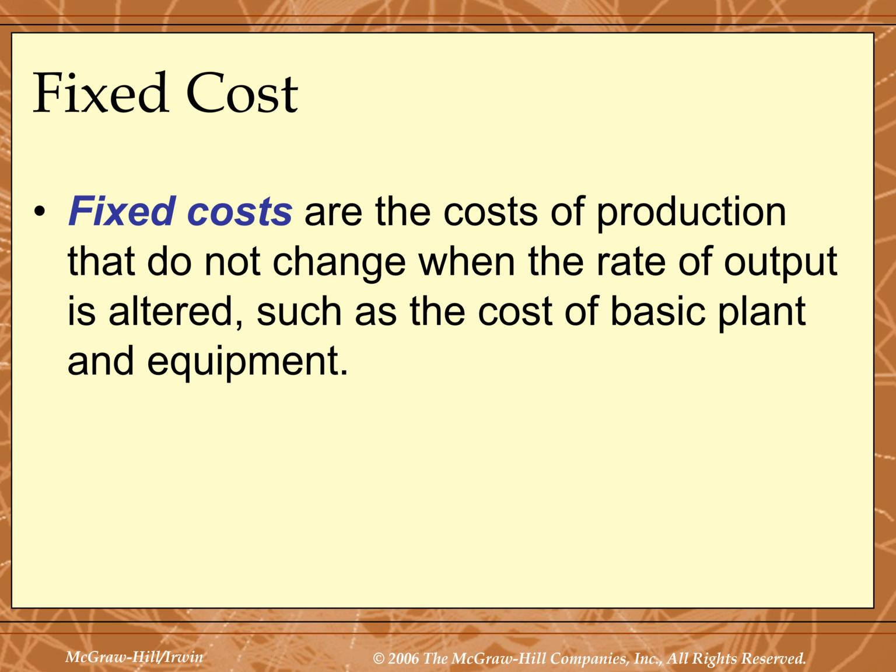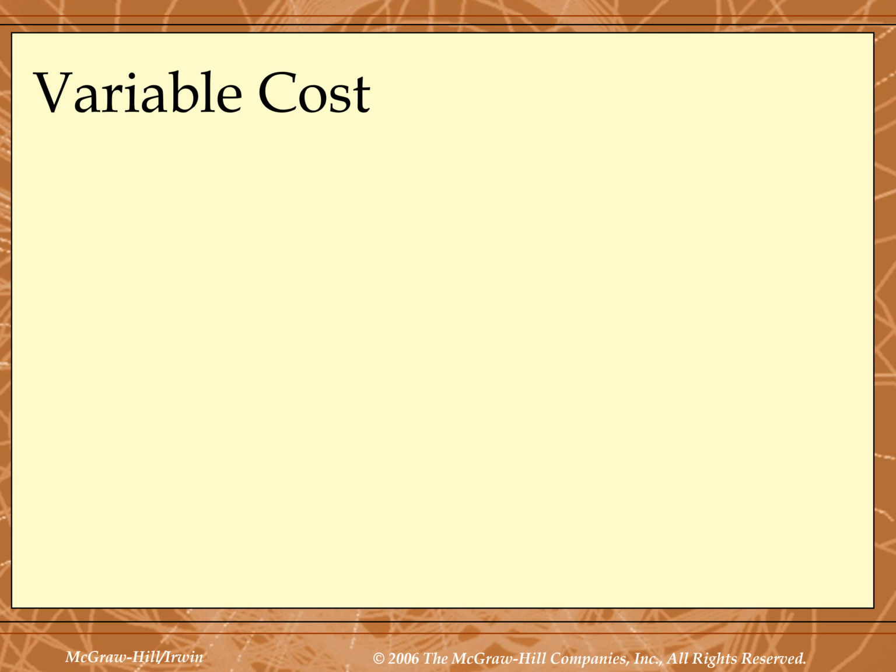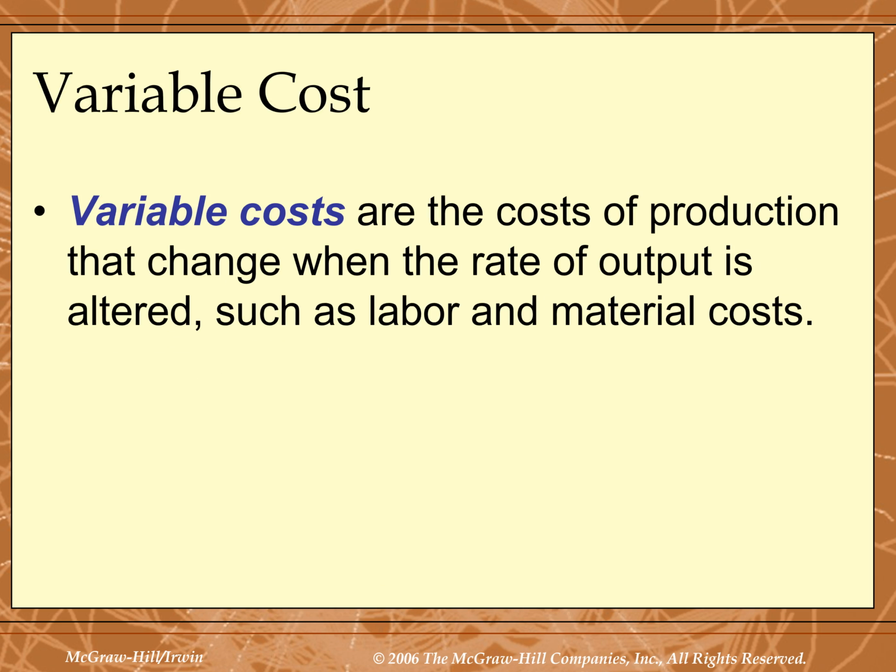And of course, another type of cost are costs that do change with the rate of output. These are called variable costs. So as you increase output, these costs go up. Classic variable costs are raw materials, labor. If you want to produce more output, you need more labor, you need more raw materials. So these costs do change. So if we were to draw a nice little formula, that would be total cost equals fixed costs plus variable costs.